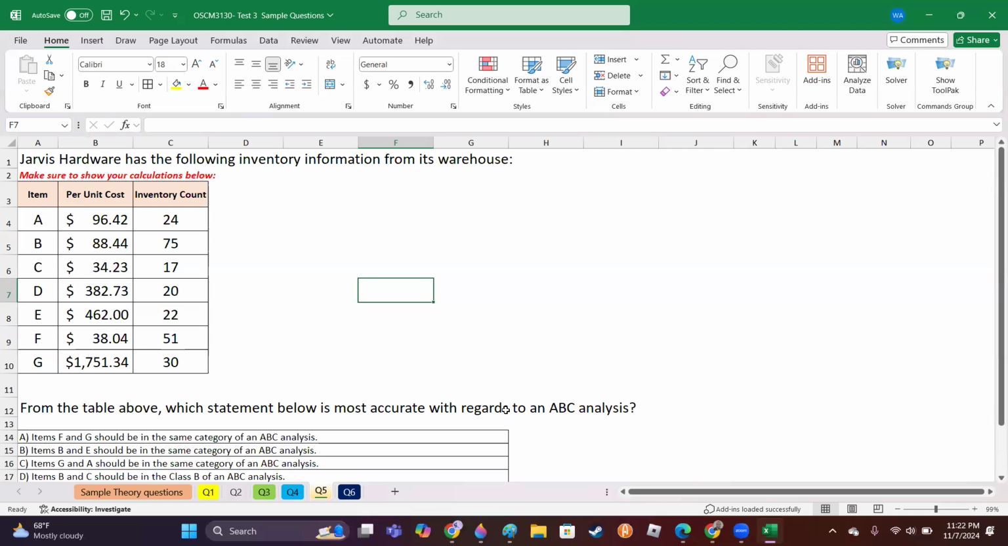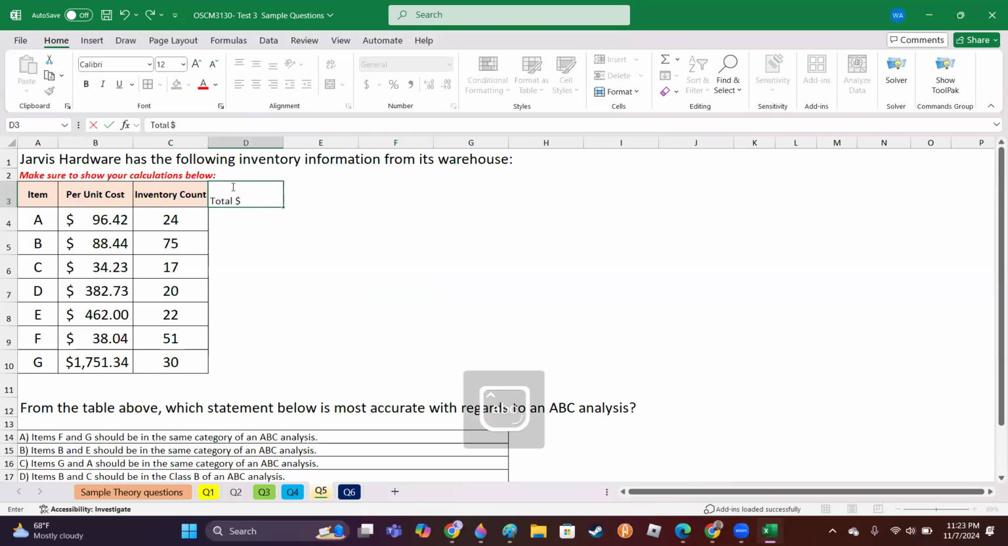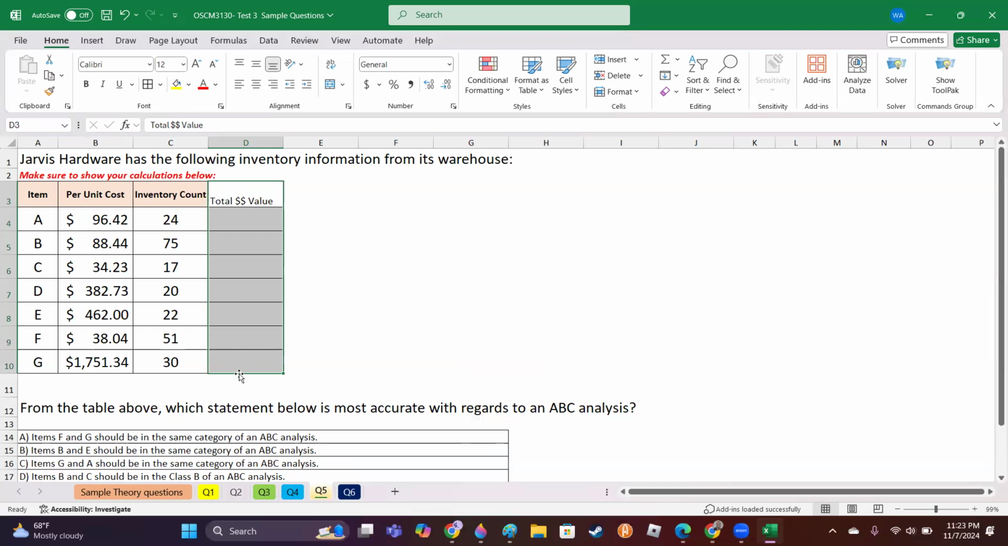So I require you here to actually conduct a full ABC analysis of the data, okay? And it typically revolves around what's the total dollar value of these items and what's the percentage of SKUs represented by these items, okay? So the total dollar value, let's add a column here, total dollar value of each and every one of these. It's just what's the per unit cost multiplied by the number of units in inventory. So this is $96 multiplied by 24.